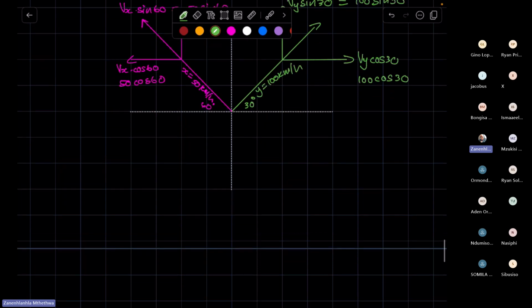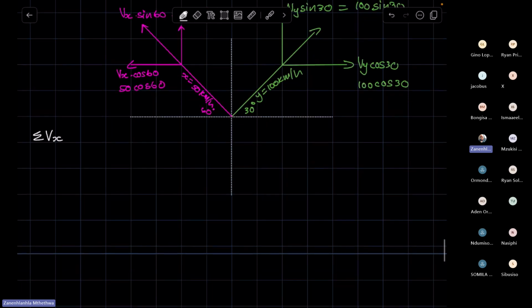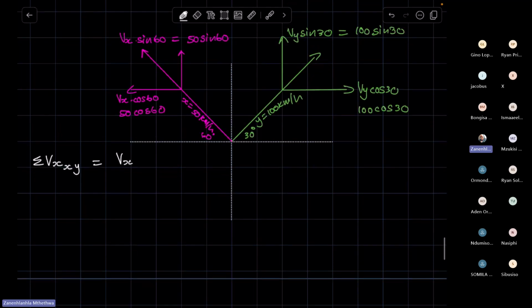Right. So in applying our conditions of equilibrium, this would be the sum of v in the x direction. Now, between y and x, which one is the object? Let's make X an object. So this would be v in the x direction, x, y is equal to vx. So vx is this one. This is horizontal, so this would be vx cos 60.